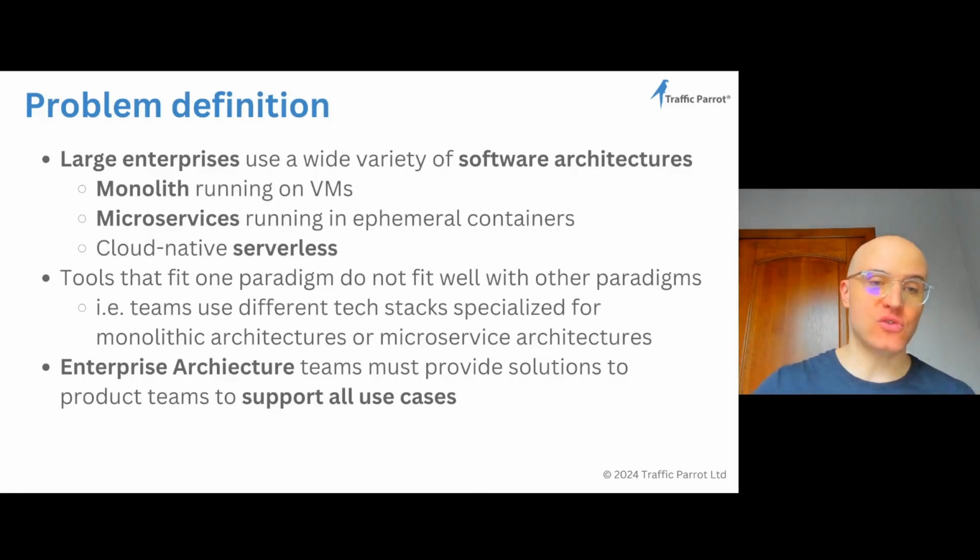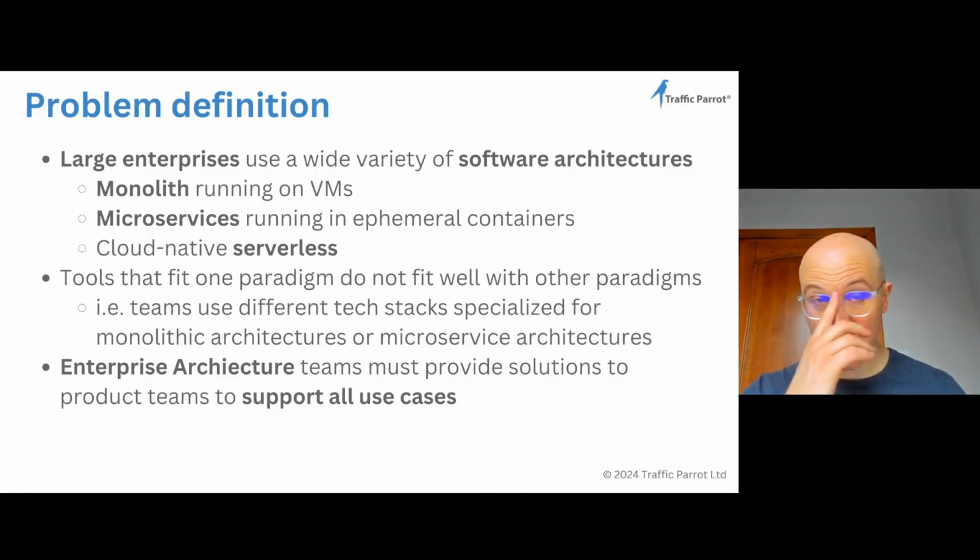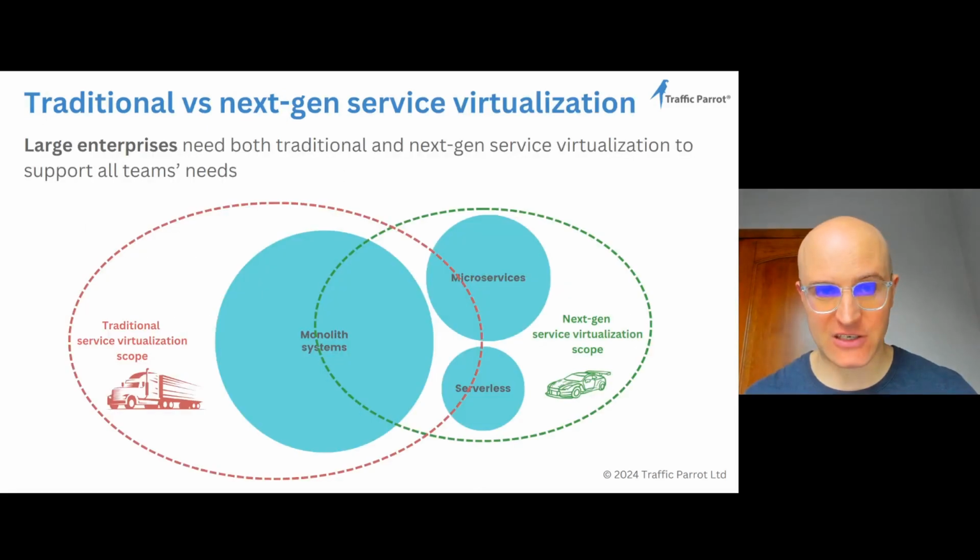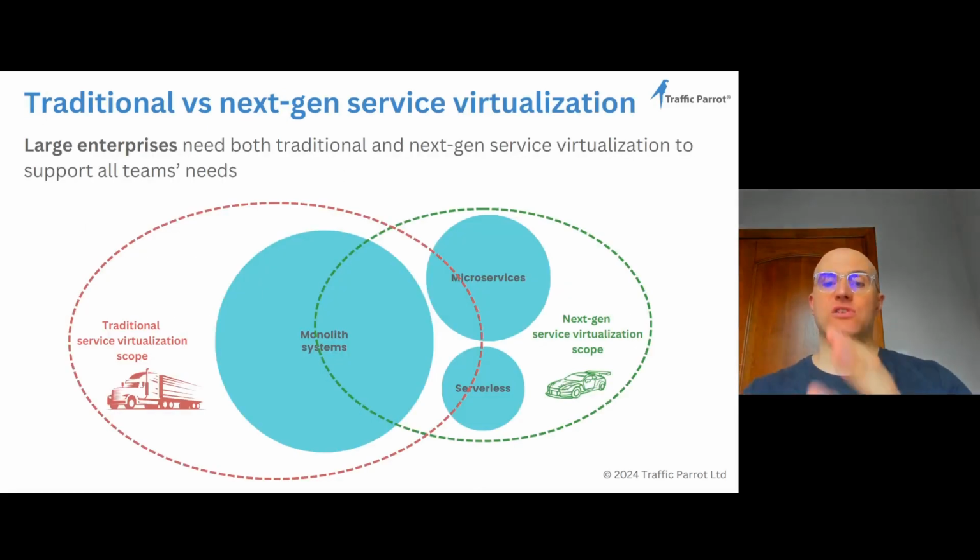So teams that use a certain tool set for developing and maintaining monolithic-like applications will not use those tools for microservices, or will use different tools for microservices and serverless architectures. So enterprise architecture teams must provide solutions to product teams that support all of those use cases and all of those software architectures. So if you look at the monolithic, microservices and serverless use cases, there are different tools that support them in the service virtualization space.